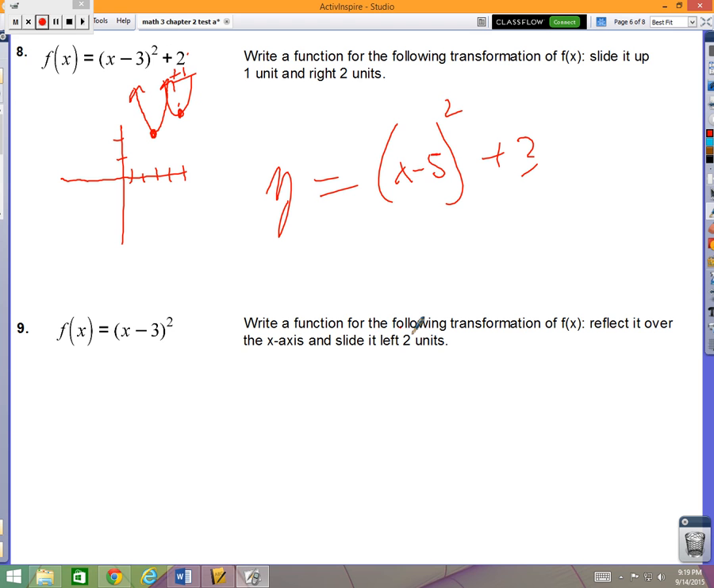The next one, flip it over the x-axis. Okay, that happens if you put a negative, and then slide it left twice. Okay, this one's tricky. So x minus 3, that's 1, 2, 3 to the right. If we're going to go left twice, we're going to end up right here. So first I want to flip it, so it's got to be negative. X, I'm only going to go over 1, x minus 1 squared.